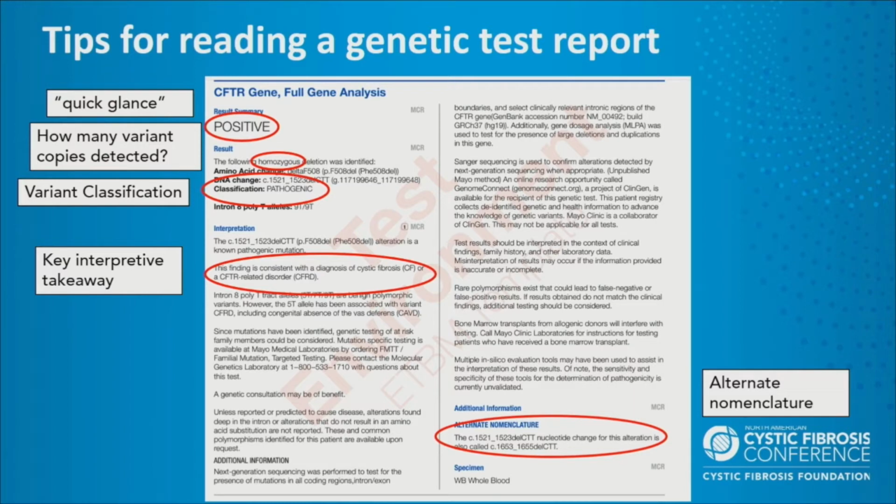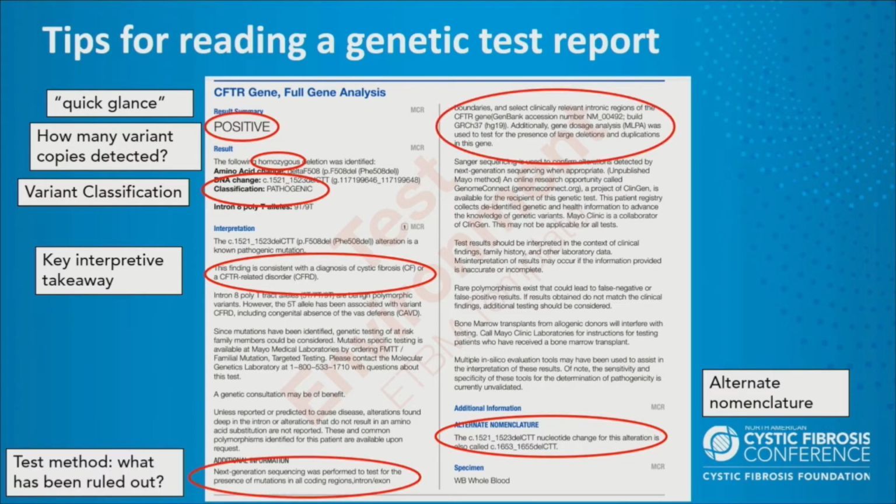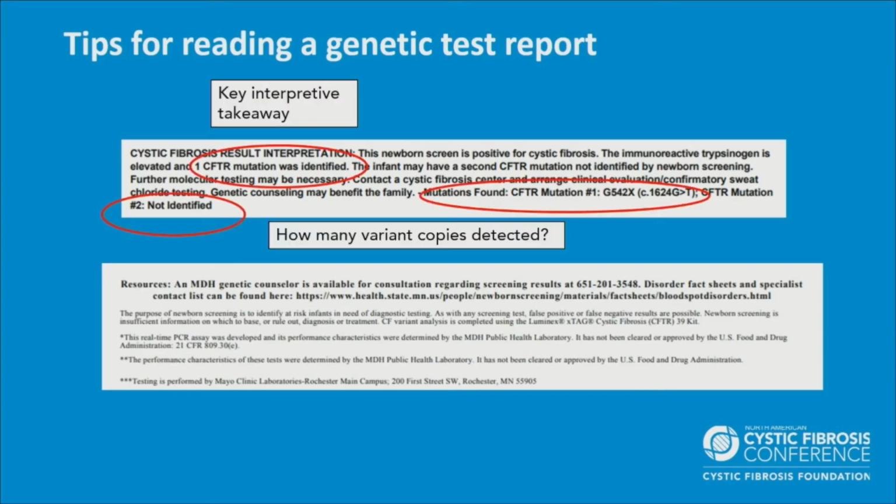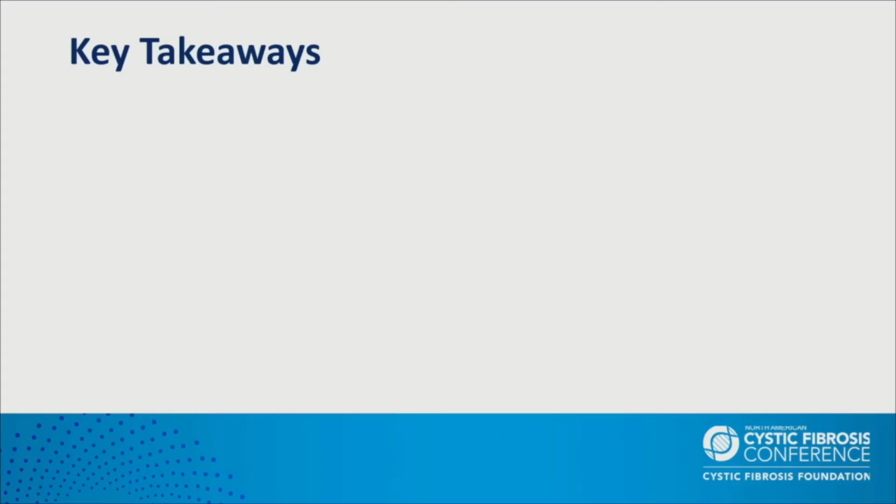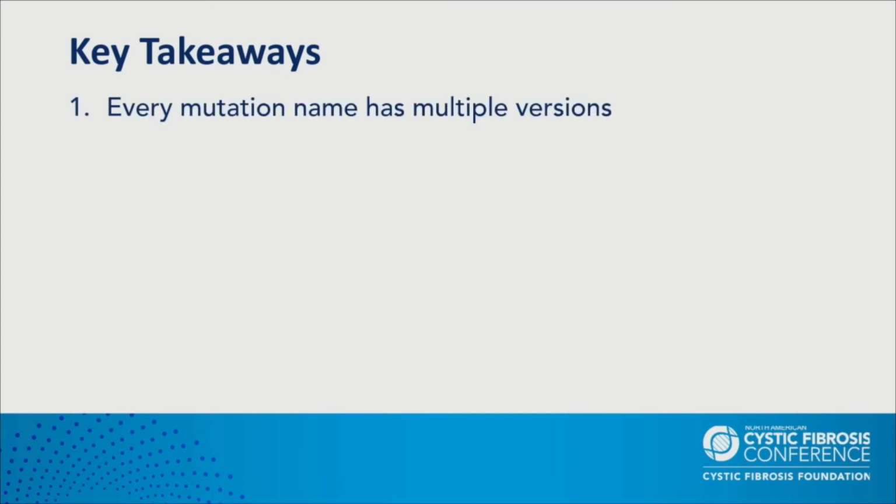So when you're looking at a result, this one happens to be definitive, it's homozygous F508del, but if you don't have a definitive result, if you have 0 or 1 copies of a mutation, it's important to be able to find where the method is described to know how comprehensive was that test, what's been ruled out by this negative or inconclusive test report. This is just a different version of a report and how it might look different.